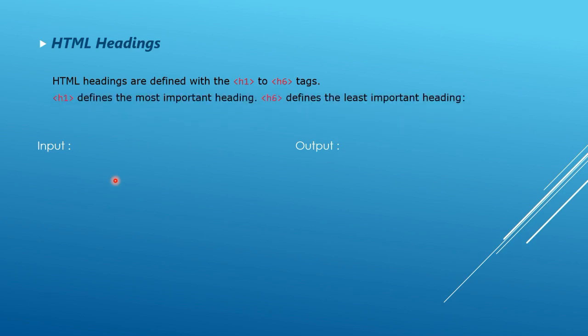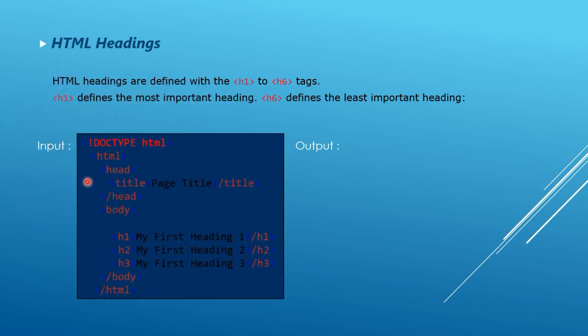H1 defines the most important heading. H6 defines the least important heading. So H1 has H6, H2, H3, H4, H5. Okay, so if you want to display a most important heading or least important heading, this is the code you need.